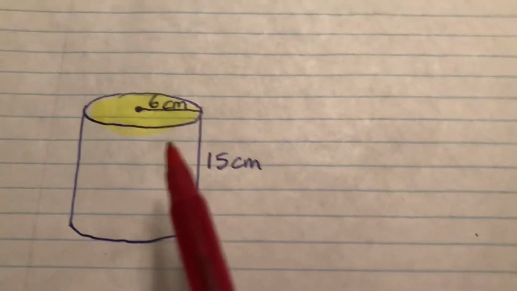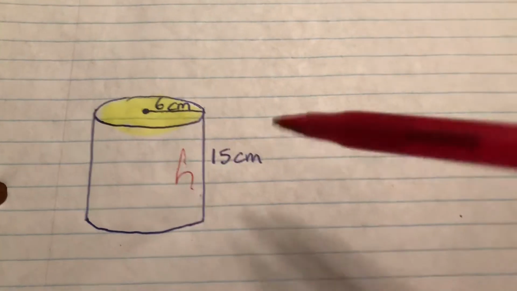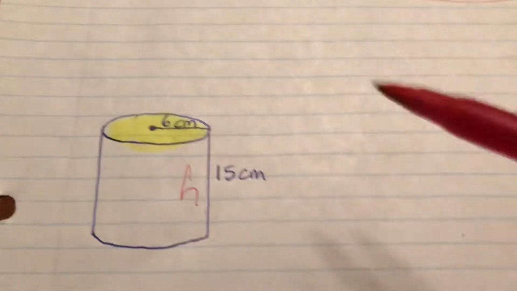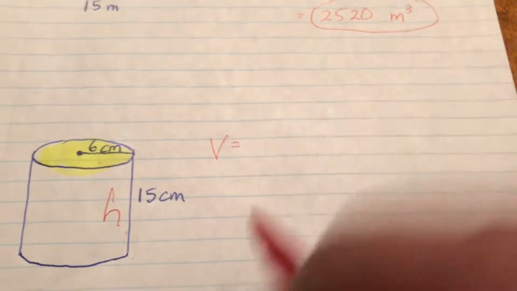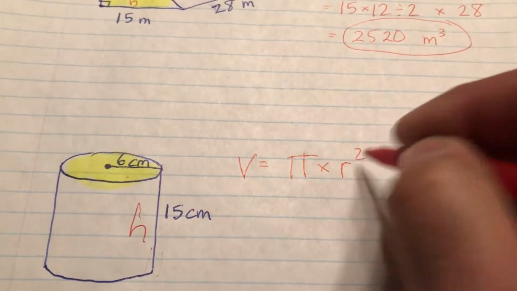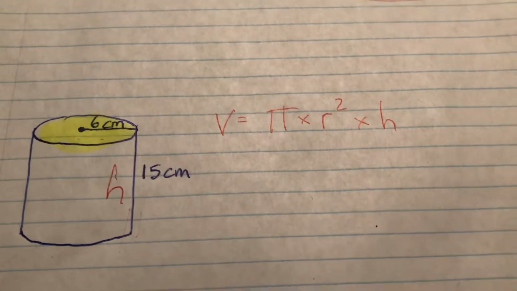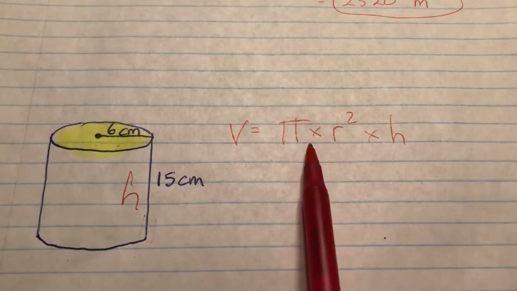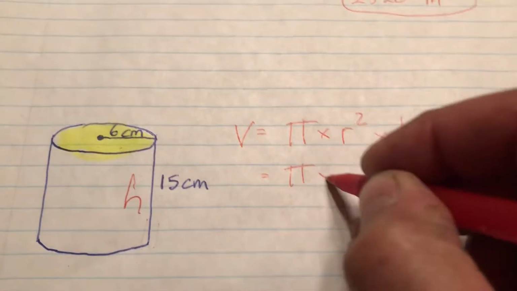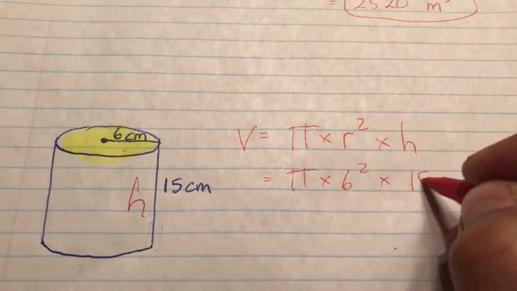Okay, so now to find the volume of this cylinder, we got to find the area first of the base, which is the yellow region, then times the height. So we learned previously that to find the area of a circle, we have to go pi times radius squared first. That's the yellow region, pi times radius squared. Then we times it by the height. And that's the formula. So base times the height of the shape. So we go pi times radius, 6, squared, times the height, 15.